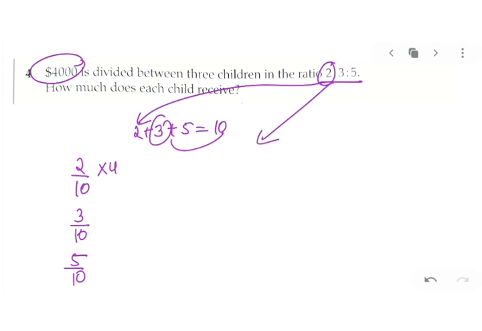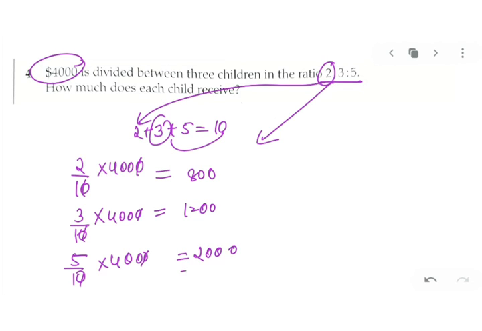So I will multiply 4,000 with every fraction or with every ratio. So my dear kids, you will notice here you are getting 800. Here you are getting 1200. And here you are getting 2000. So that is how 4,000 is divided between 3 children. Okay.